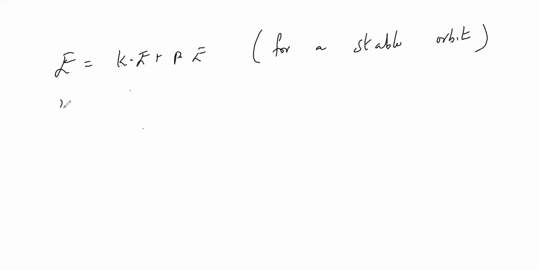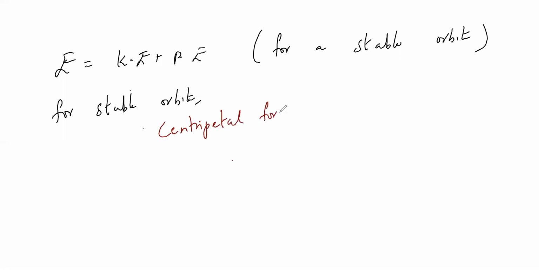Total energy is equal to what? Kinetic energy plus potential energy. This is for a stable orbit. Okay. But again, we should always remember that Rutherford was unable to explain the stability of the orbit. Fine. But for a stable orbit, centripetal force is equal to electrostatic force. Centripetal force in the sense the force acting on the center, electrostatic force. That is nothing but our Coulomb's law only.